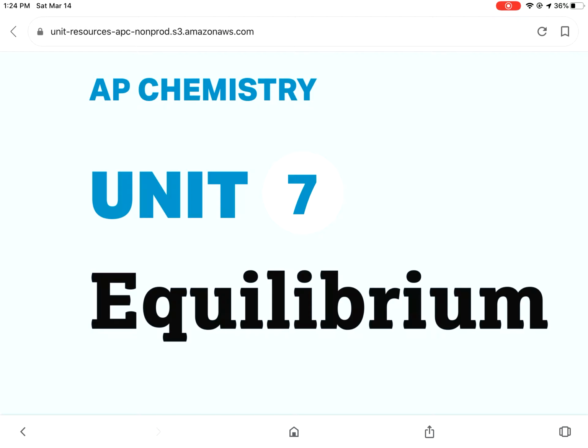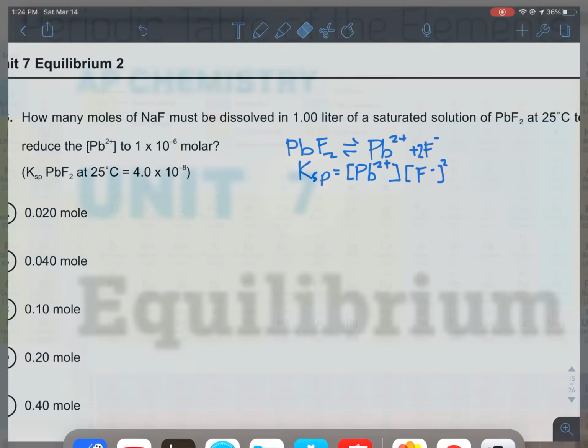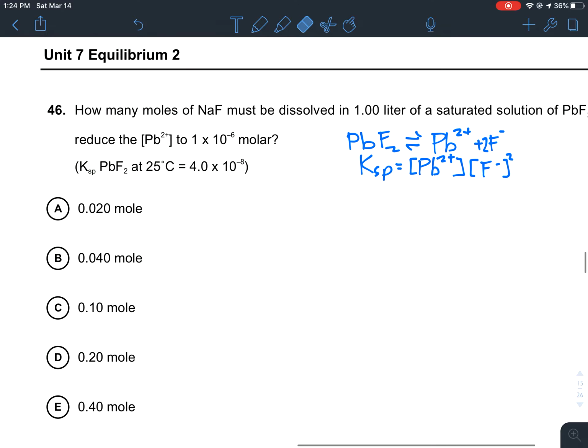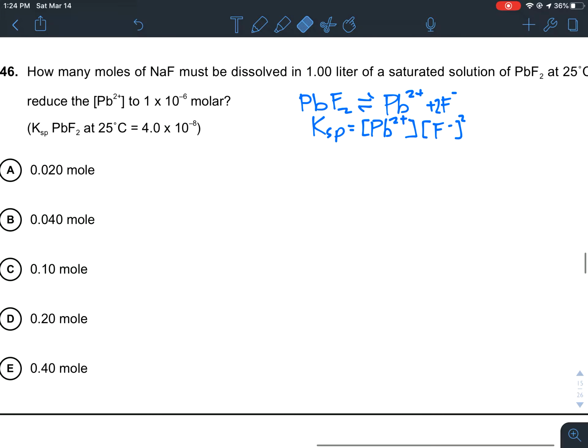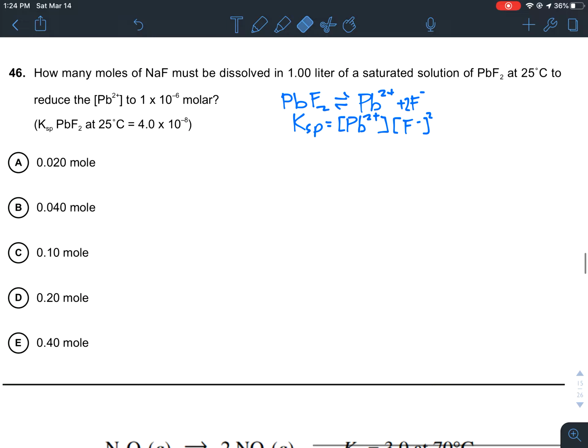Okay, Unit 7, equilibrium. We are now on question number 46. Okay, let's go ahead and get to the question. All right, number 46, it says, how many moles of NaF must be dissolved in 1 liter of saturated solution PbF2 at 25 degrees Celsius to reduce the Pb2 plus to 1 times 10 to the negative 6 molar?